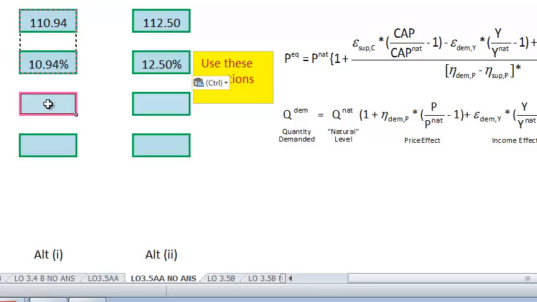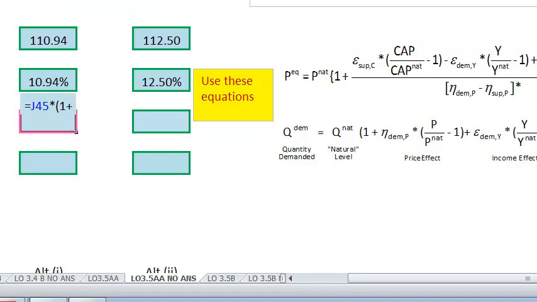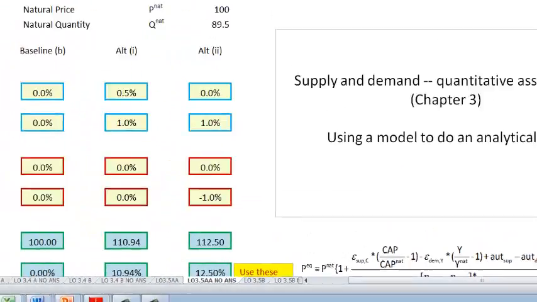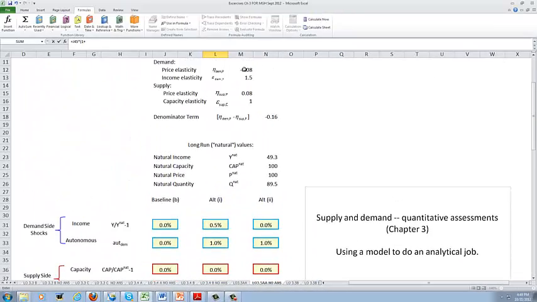So now we're going to look at our quantity equation. What we need to do is start off with our equilibrium quantity, multiplied times 1 plus what? We have to get our price elasticity of demand, which is that guy here, minus 0.08. You'll notice that's pretty small.